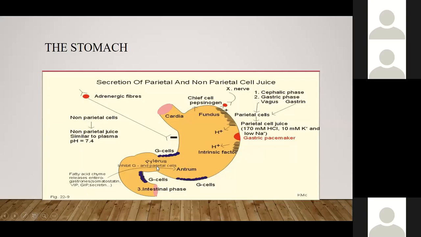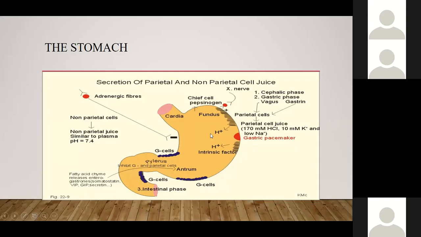And then once you come in here to the tube that joins to the first part of the duodenum, that is called the pylorus, okay? And then there's a sphincter, which basically closes off the pylorus and releases food in bits into the first part of the duodenum, which is called the pyloric sphincter.